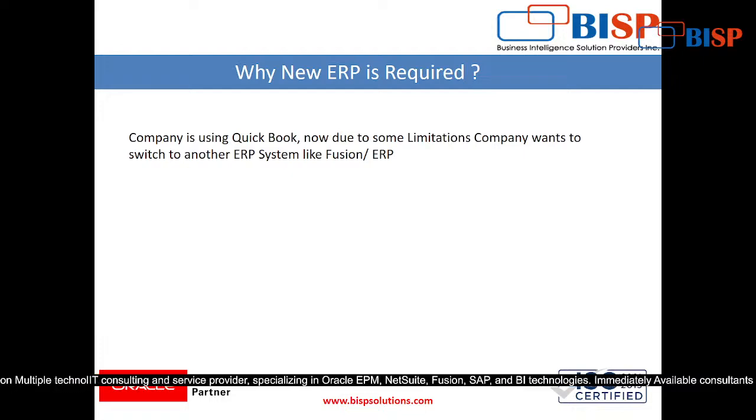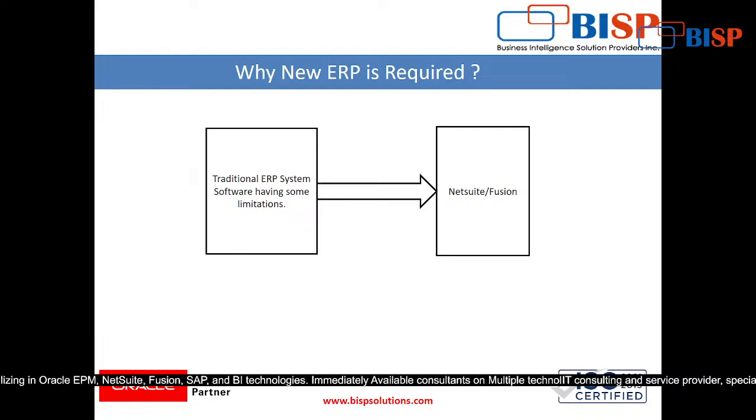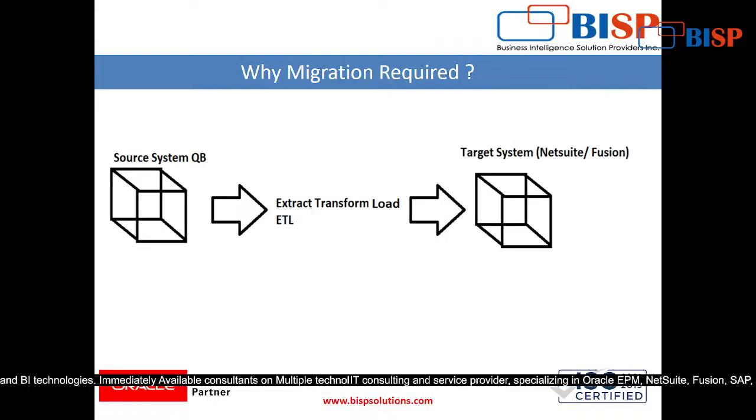Now why is the company switching? Because there are some limitations in their previous ERP system, and so they are moving to Fusion. So in this webinar series we are going to focus on how we are going to migrate the data. As you know, every company moves from one application to another because the other application is providing some new features. So now we are going to see how we are going to migrate the data.